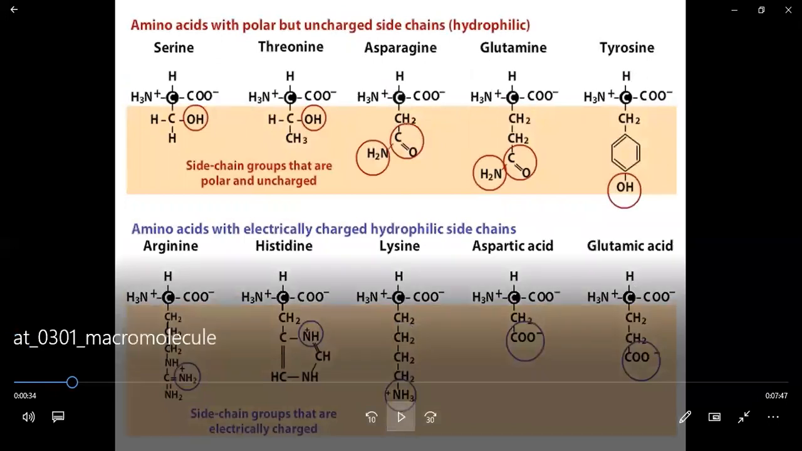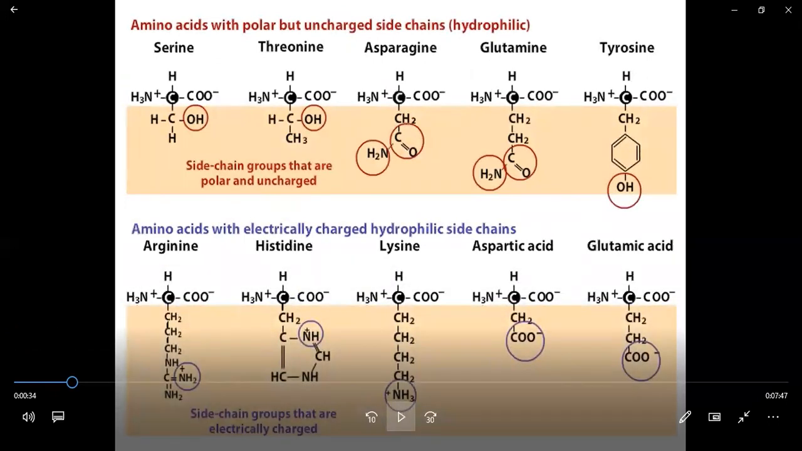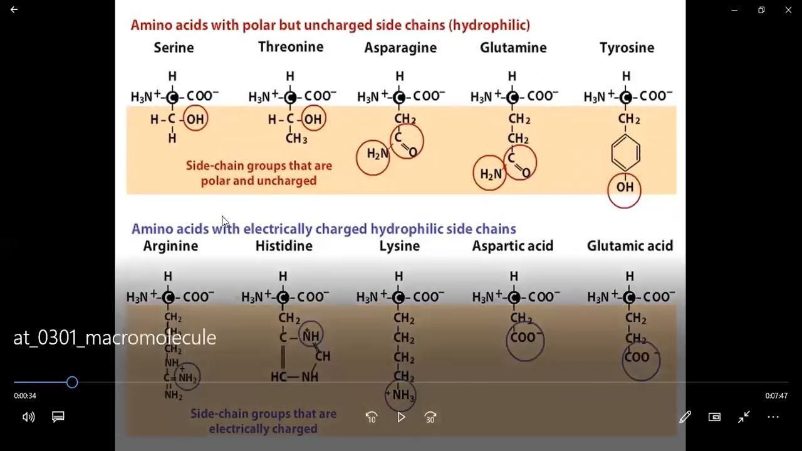On the lower side, you can see there are positive or negative side chains. Aspartic acid has a COOH negative group. Glutamic acid also has CH2 COOH. Lysine, on the other hand, histidine and arginine have positively charged groups. Above, you can see uncharged polar groups.